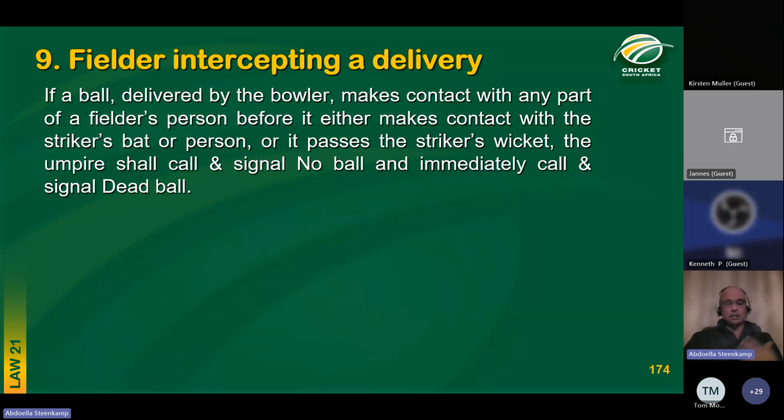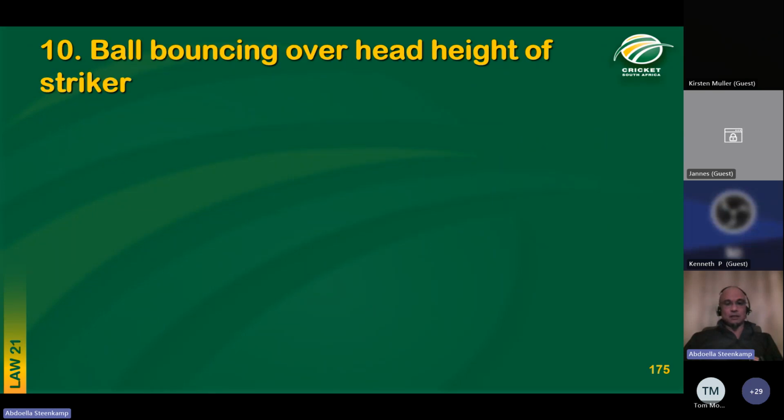Just an example of this: let's say a spinner is bowling, and you have a short leg fielder standing under the helmet. The spinner bowls the ball a little bit wide. Before either touching the striker's bat or person, or before passing the striker's wicket, this ball goes, let's say, against the foot of the silly point or short leg fielder. This is an example of a fielder intercepting a delivery. Umpire is to call and signal no ball, and immediately call and signal dead ball.